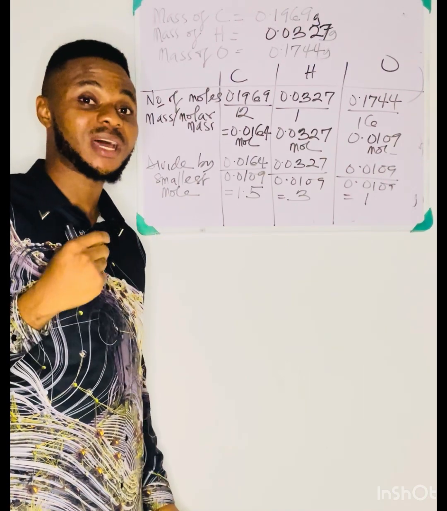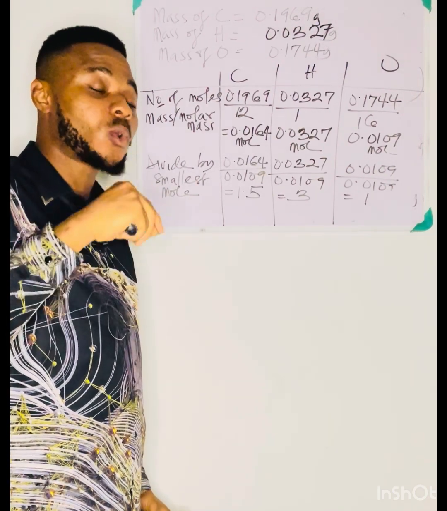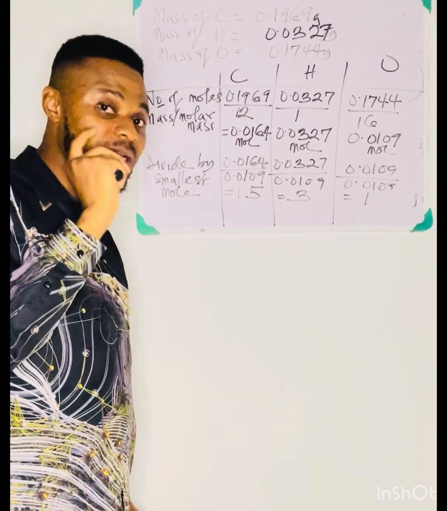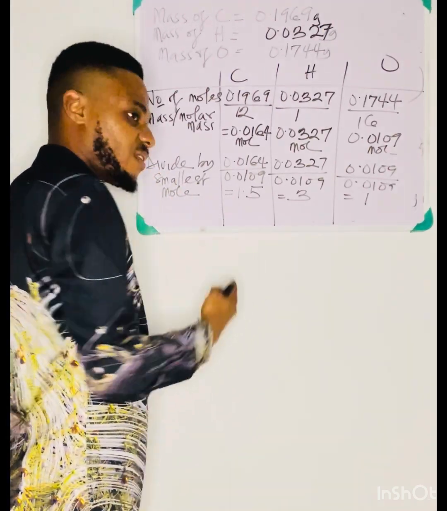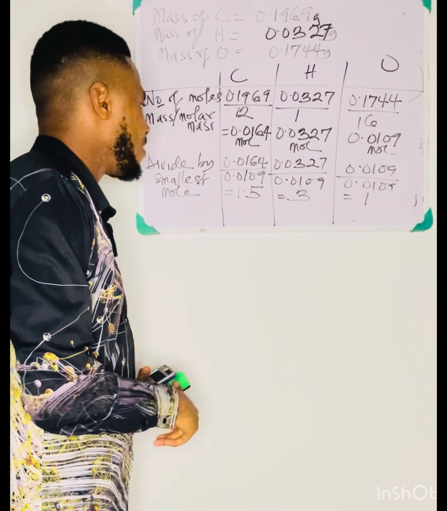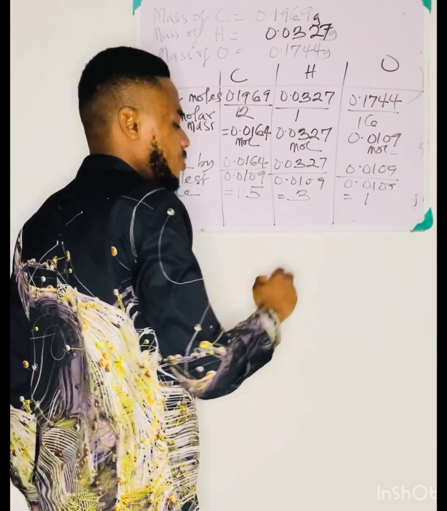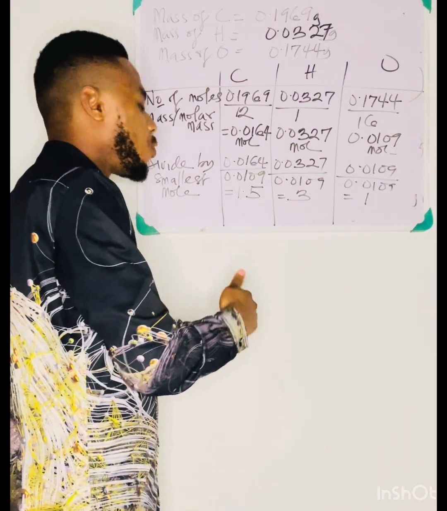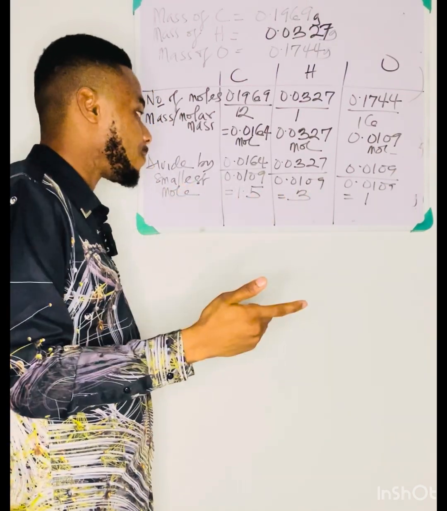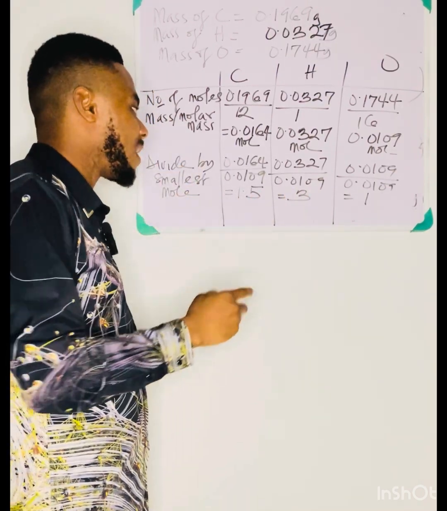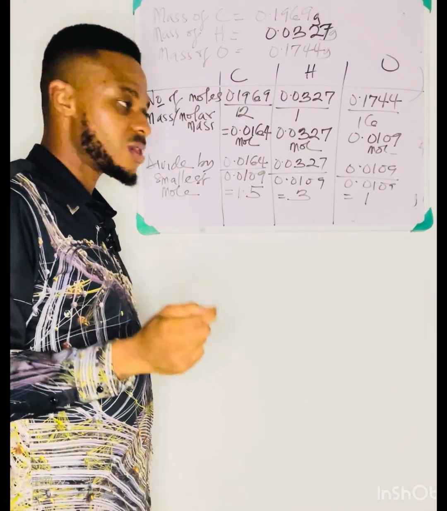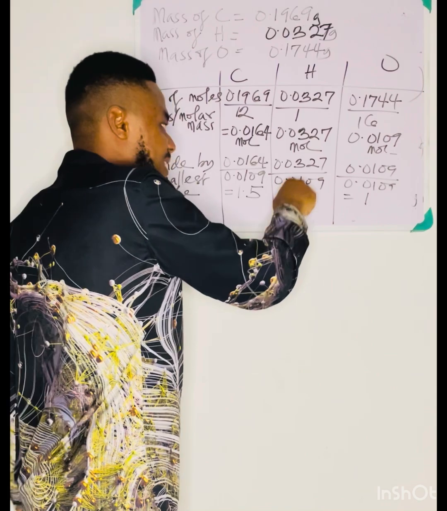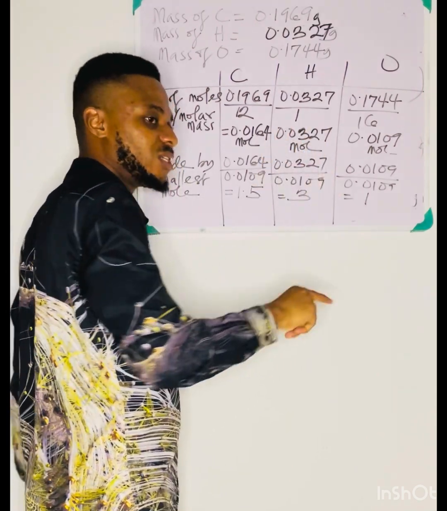Remember, empirical formulas consist of simple whole number ratios. It has the simplest whole number ratio. So 1.5 is not a whole number. Whenever we have decimals like this, the next value we have to multiply by to get a whole number is 2, because if we multiply 1.5 by 1, it's still 1.5. 3 times 1 is still 3. 1 times 1 is still 1.